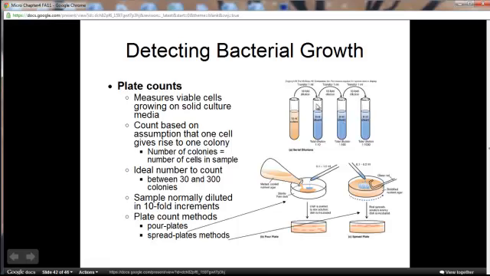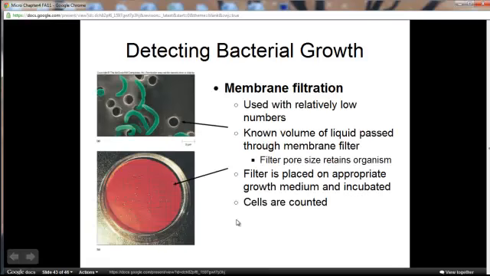Based upon the same logic, there should be 100,000 cells here in the first dilution tube, and therefore 1 million cells in the original culture. Now we can also use filtration as a device in order to estimate viable cell counts as well.